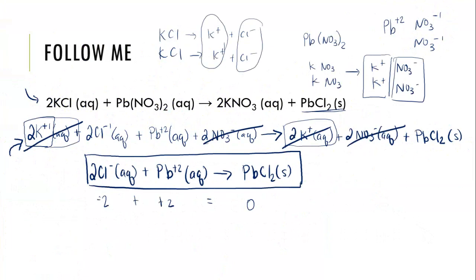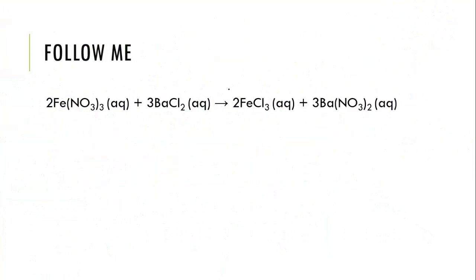Okay. Now, let's try it again. We're going to do the same steps. We're going to write the complete ionic equation. We're going to cancel out all of the spectators, and then we're going to write our cleaned up net ionic equation. So here's another one. I would recommend staying with me, just for at least one more example to see how things could work out.